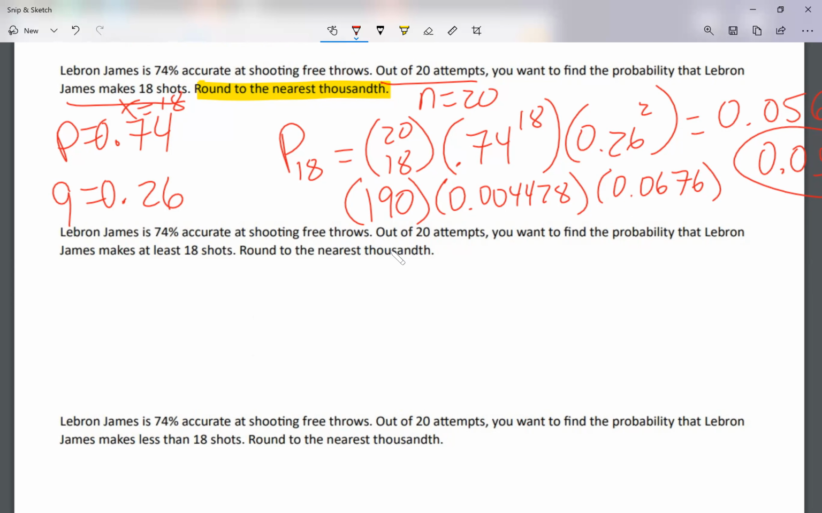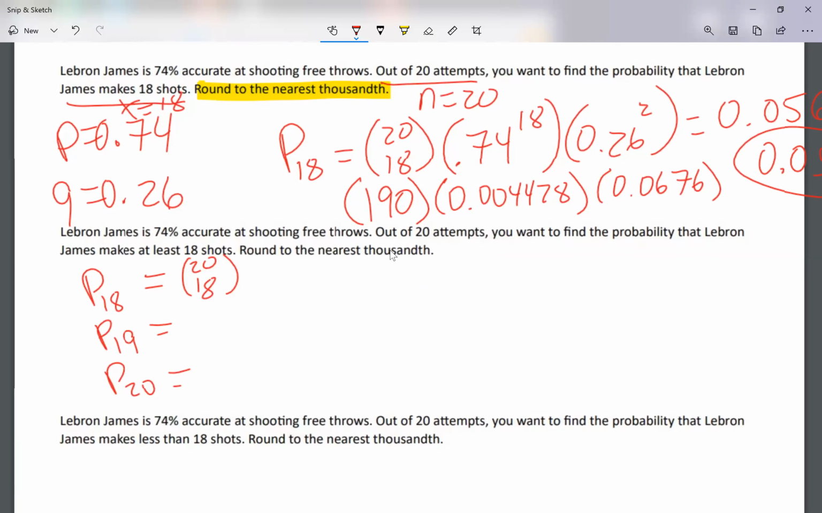I'm looking for the probability that he makes 18 shots, the probability that he makes 19 shots, the probability that he makes 20 shots, and then I'm just going to add them all up. It says at least, so 18 or more, right? He's going to shoot it 20 times. Now, when I grab my calculator, I'm going to do the binomial probability of each. Remember, for the probability that he makes 18 shots, I go 20 choose 18.